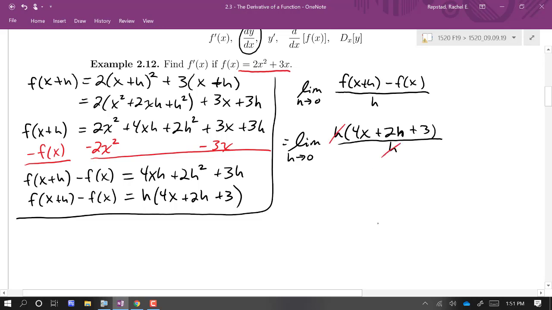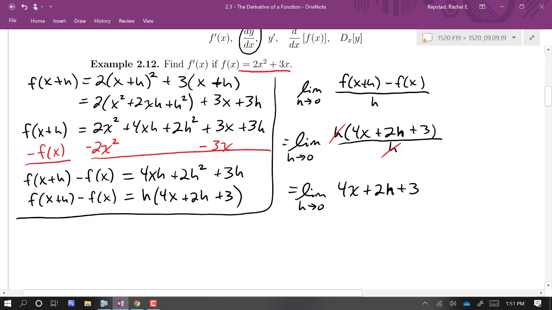Cancel those h's. That's what victory feels like. Yeah, now it's no longer a problem, right? All of this algebra is to get to a point where we can finally let h approach 0. If it wasn't a problem for h to be 0 in the beginning, we'd just let h be 0, but the nature of the tangent line means that we would have to divide by 0.